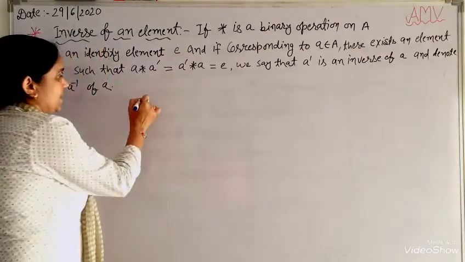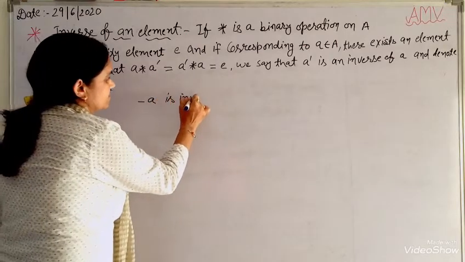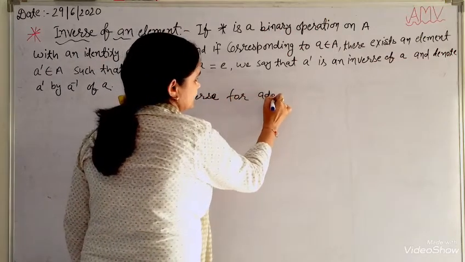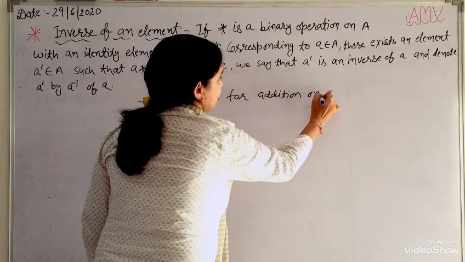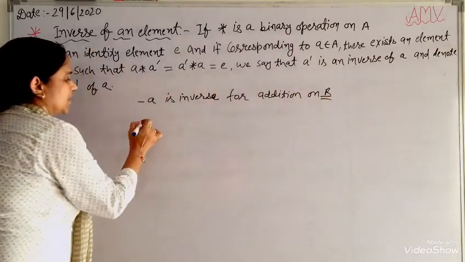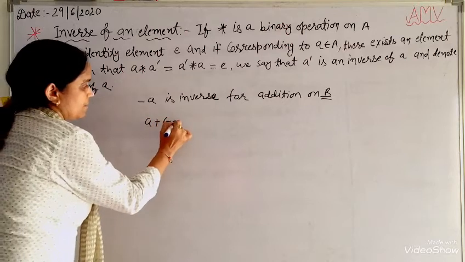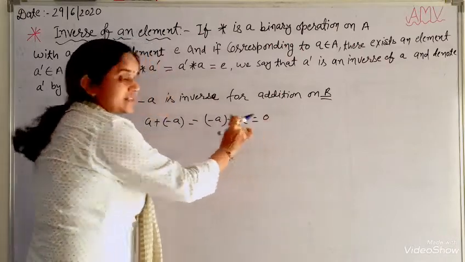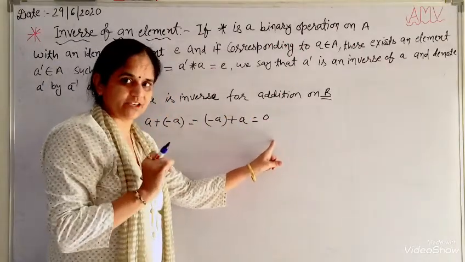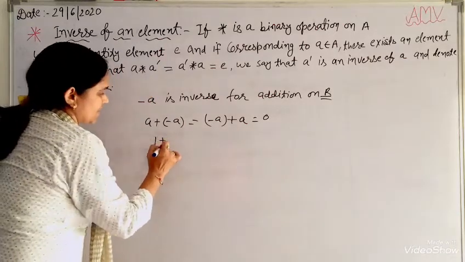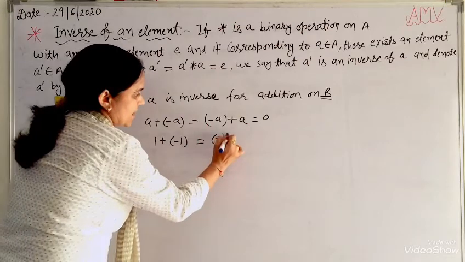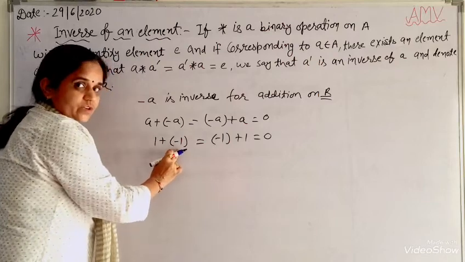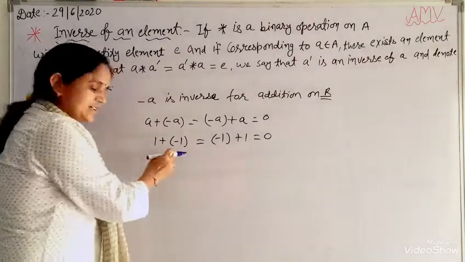Now think, minus A is the inverse of A for addition on R. Now, if we add minus A, we will get 0. 0 is the identity element for addition. Think, if you are taking here minus 1 plus 1, we will get 0. Now the inverse of 1 is minus 1, and the inverse of minus 1 is 1.